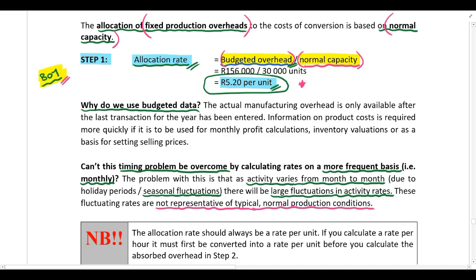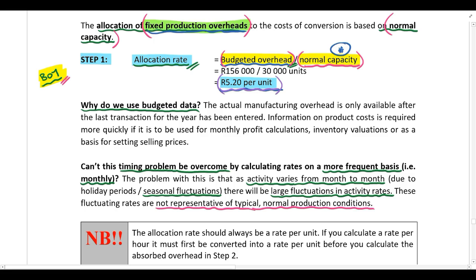Instead, what we do is we perform this calculation once off at the beginning of each year, and because of that, it is based on budgeted information. And we have one rate that we use for the entire year. So how this is going to work is every time the company produces 1 unit, we are going to allocate R5.20 in order to cover our fixed production overheads. And if we do that, we are complying with IAS 2 because we are allocating this cost based on normal capacity. All right, so every time a unit is produced, they will allocate R5.20 in order to cover our fixed production overheads.